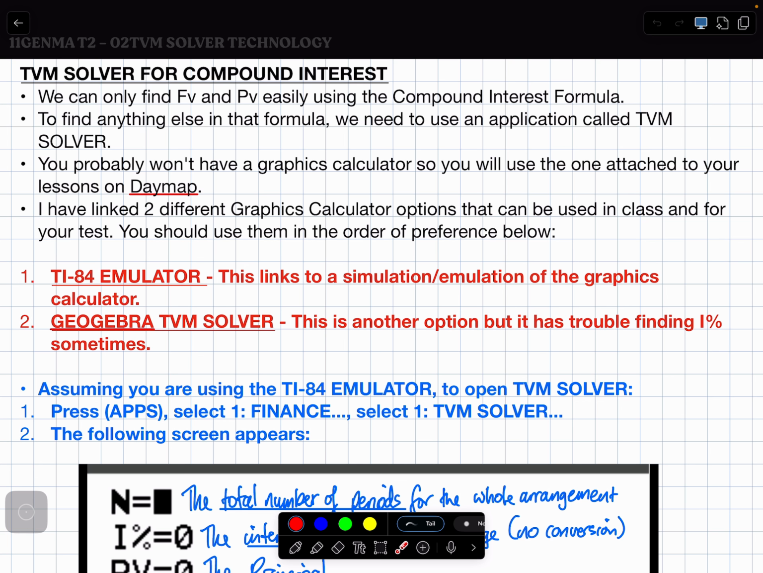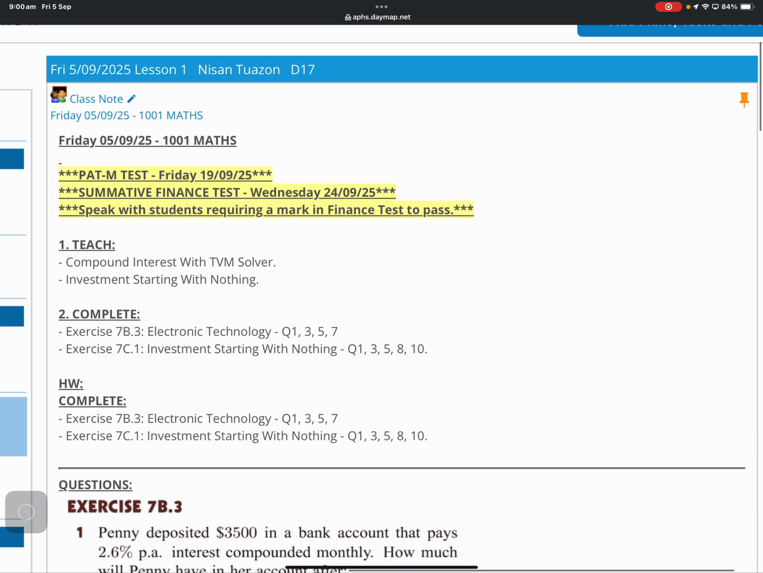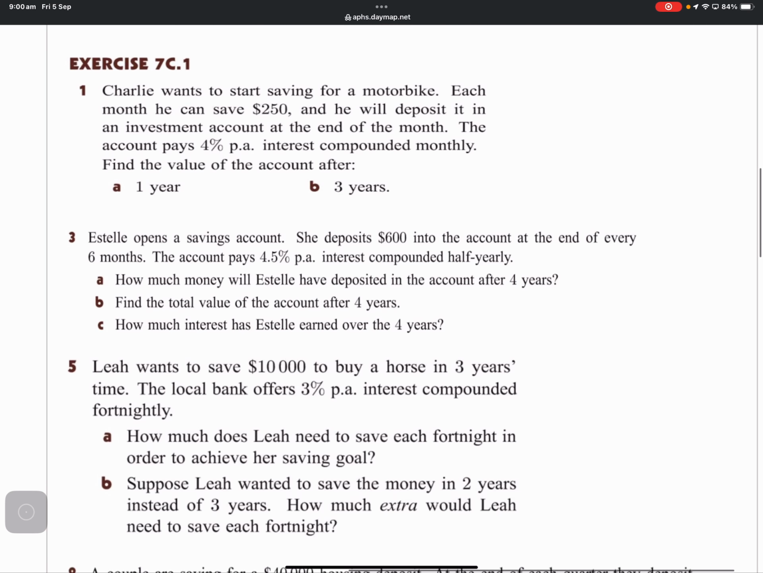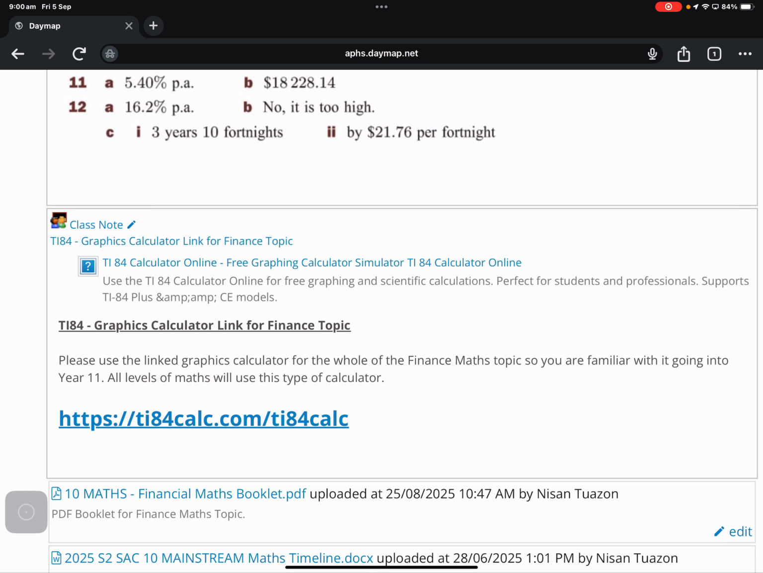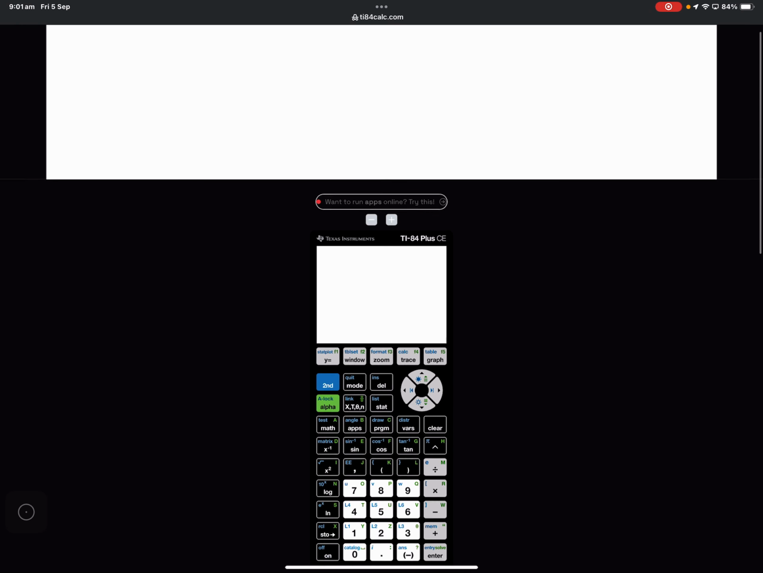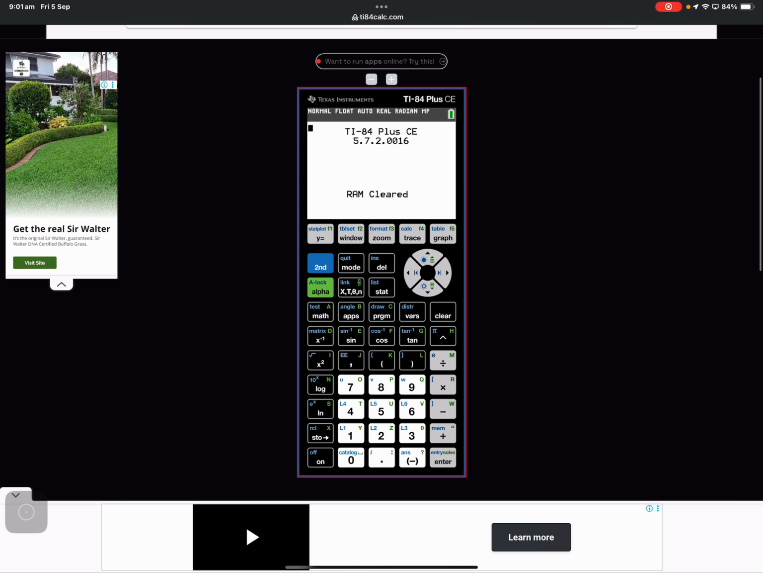I've got a link to an emulator. So can you open Daymap, please? On Daymap, if you scroll down past the lesson, so this is what today's lesson looks like. But if you scroll down, can you go to this lesson note that says ti84calc.com? Can you open that, please? I want you to have this open on your device right now. Apologies for the ads.